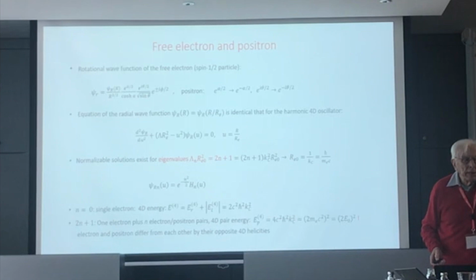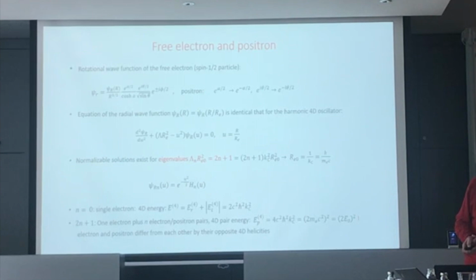And I know this equation has only solutions which can be normalized for certain eigenvalues. And the eigenvalues here, lambda n, I have it in this way, it has such eigenvalues. So now you see, if I say, as before, this radius is just the reciprocal of the Compton wavelength. And then I get 2n plus 1.